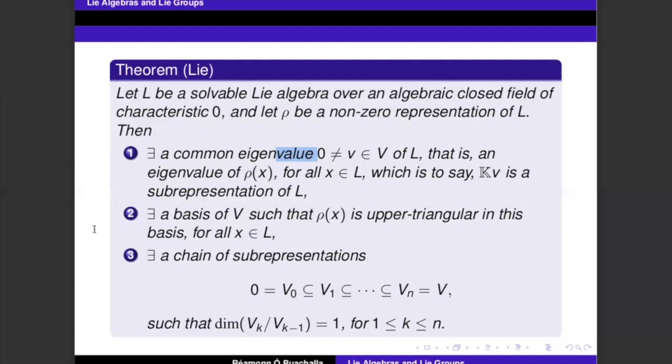All right. Next, remember that we could always choose a basis of V such that every rho of X was upper triangular in this basis. Here, it was strictly upper triangular in Engel's theorem, for nilpotent. Here, we're generalizing from strictly upper triangular to upper triangular. So that's a very good way to think about the generalization from nilpotent to solvable, going from strictly upper triangular matrices to upper triangular matrices. It's a good idea to keep in your mind.